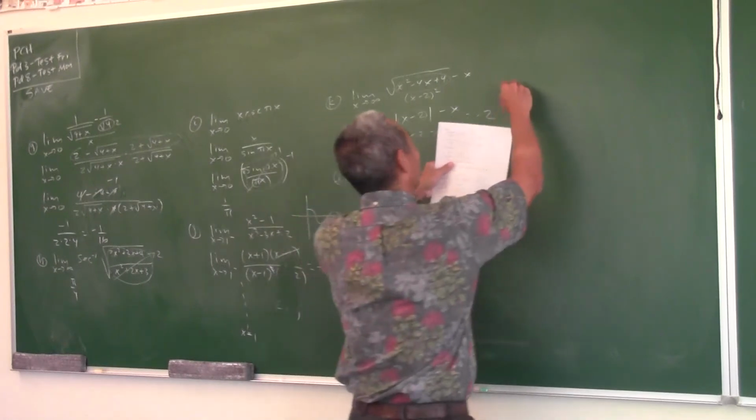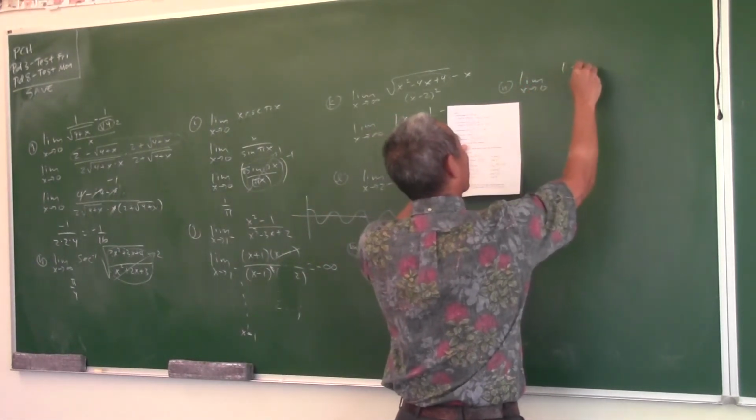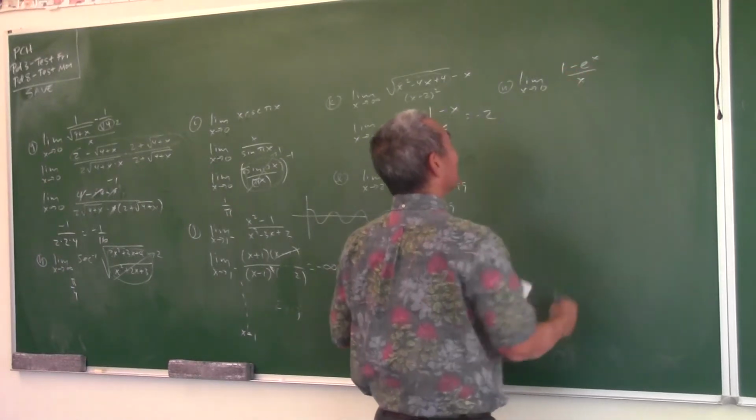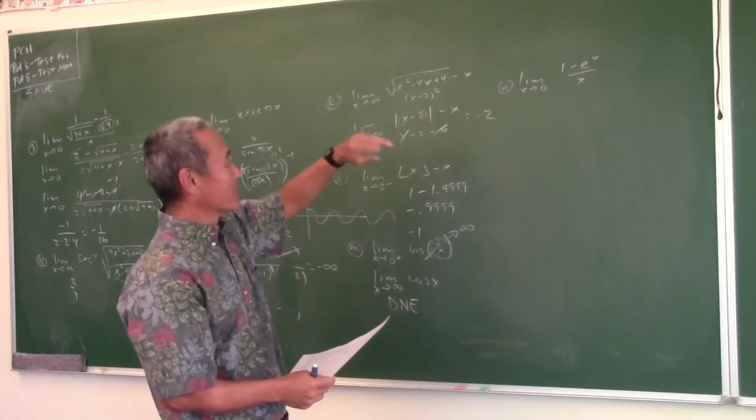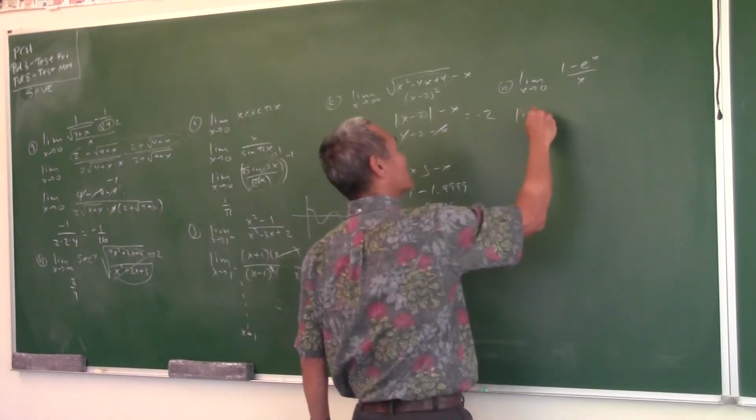Okay, we're almost done. N, limit as x approaches 0 of (1 minus e to the x) over x. Well, if you plug in 0, you get 0 over 0, indeterminate, so you got to come up with something, in this case, power series.